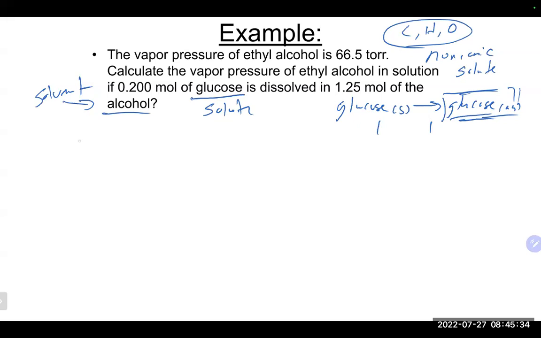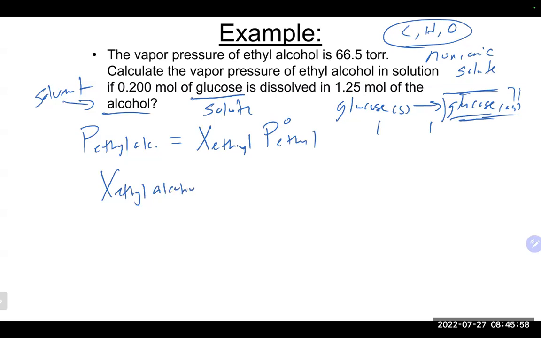So we could do our Raoult's law, which is the P of our ethyl alcohol equals our mole fraction of our ethyl alcohol times the pressure of the pure ethyl alcohol. So we'll start with our mole fraction of ethyl alcohol, and that would be the moles of the ethyl alcohol, which is 1.25, divided by our total moles, which again, we do need to add both of those together to get. That would be 1.25 divided by 0.2 plus 1.25, which gives us a mole fraction of 0.862.